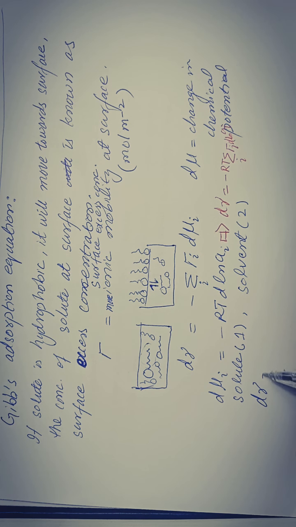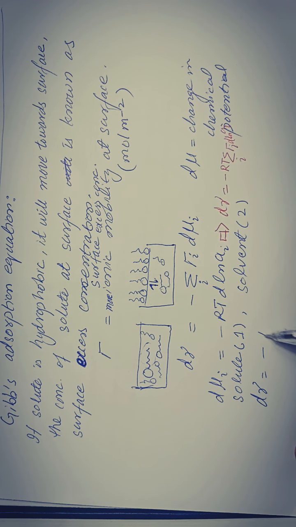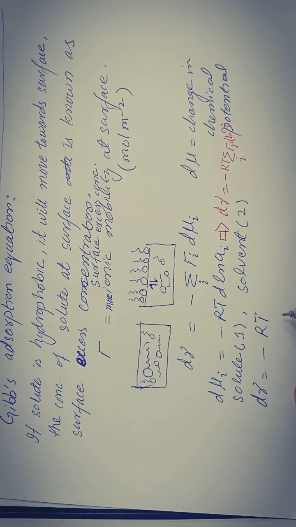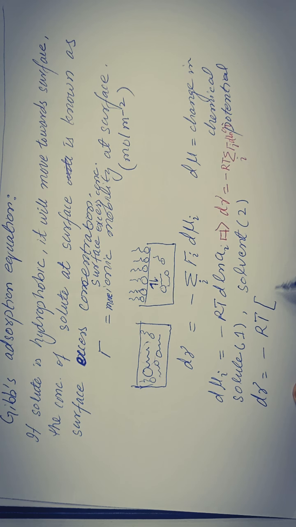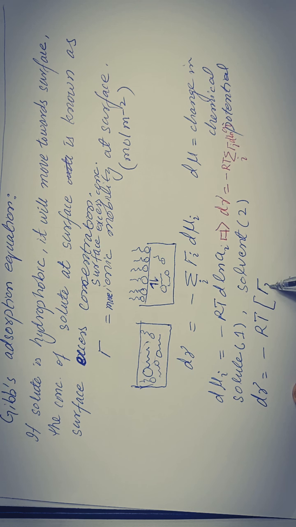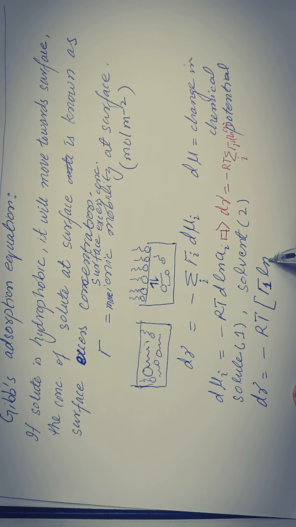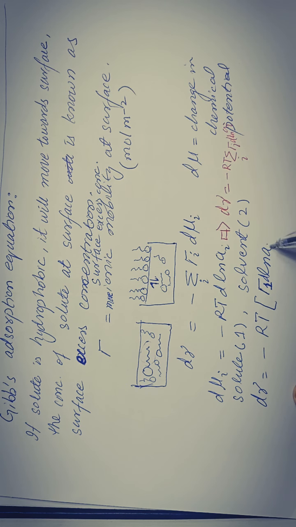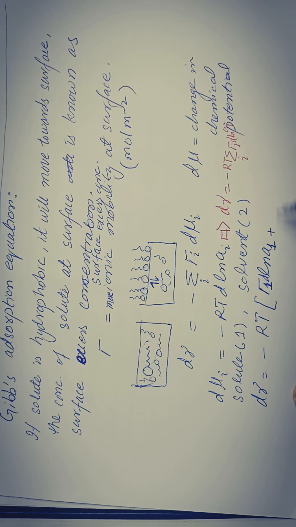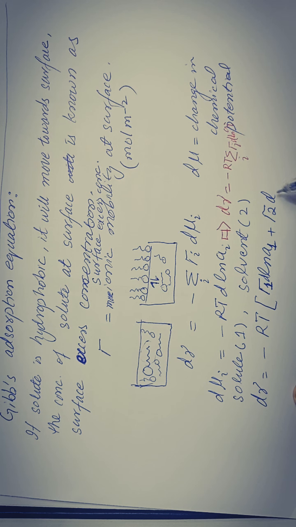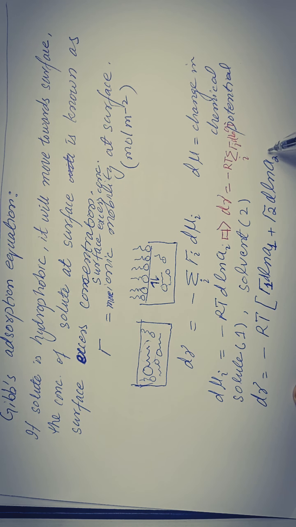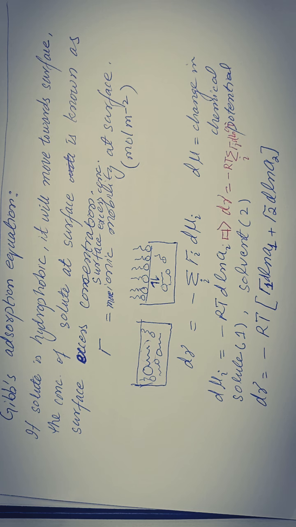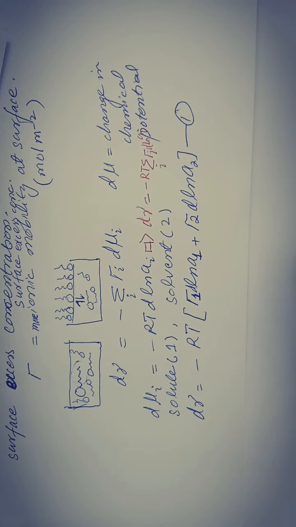So let's rewrite this equation for solute and the solvent. The change in the surface tension is equal to minus RT surface excess concentration, that is for solute, d log natural activity, that is for 1. Same term for the solvent. Let's call it equation number 1.